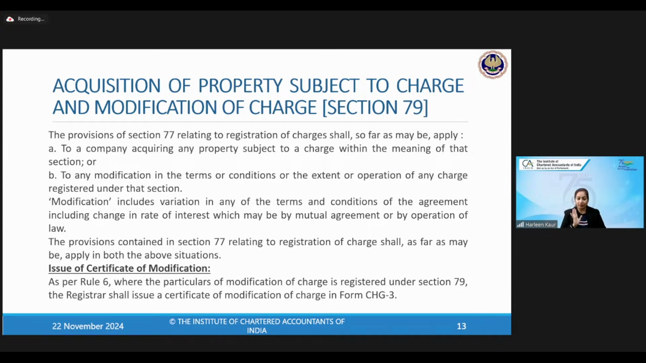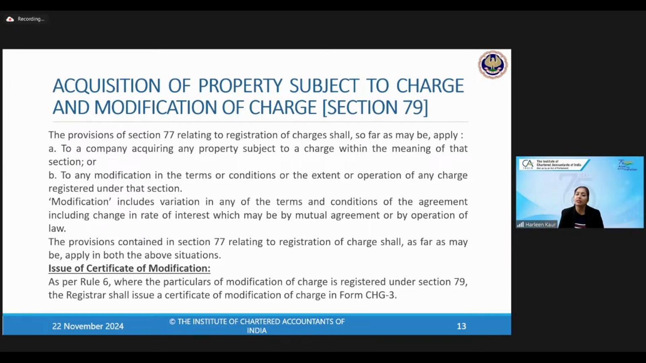Clause A clear to everyone? Clause number B. Any modification made, or we are not selling the property, but the terms and conditions of the charge have now changed. Earlier, HDFC Bank had charged me the rate of 18%. Now he's saying you have to pay me at the rate of 19%. Earlier, there was a time period of 5 years, the loan needed to be repaid. Now he said you can repay in 5.5 years. So whatever the terms and conditions, modification means variation. Any changes happening in the terms and conditions, including changes in the rate of interest, then again Section 77 will be applicable.